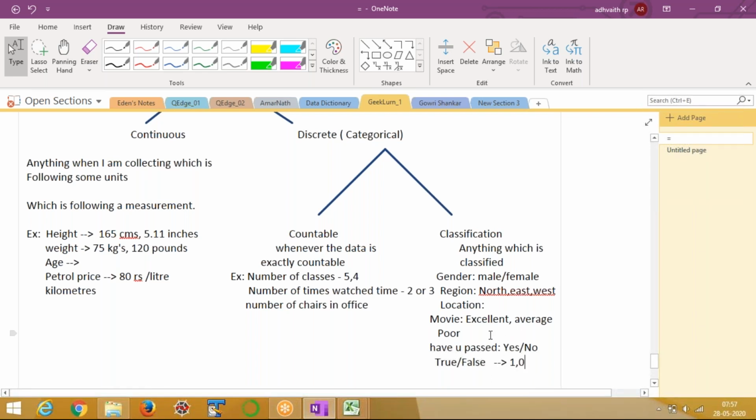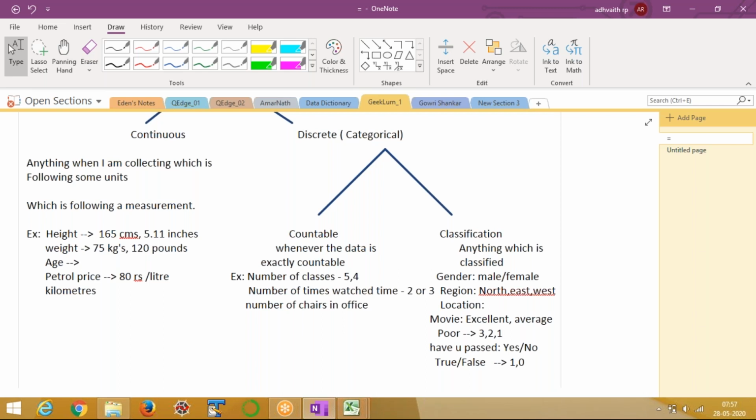So excellent, average, poor. Sometimes it will be like this. Excellent means, let's say, rating 3, average means rating 2, poor means rating 1. That is also possible. Ranking can be reverse, or ranking may be in the same direction. So you need to understand and work it out. North, east, west, south: 1, 2, 3, 4. Male, female: 1, 2. So all this comes under classification.